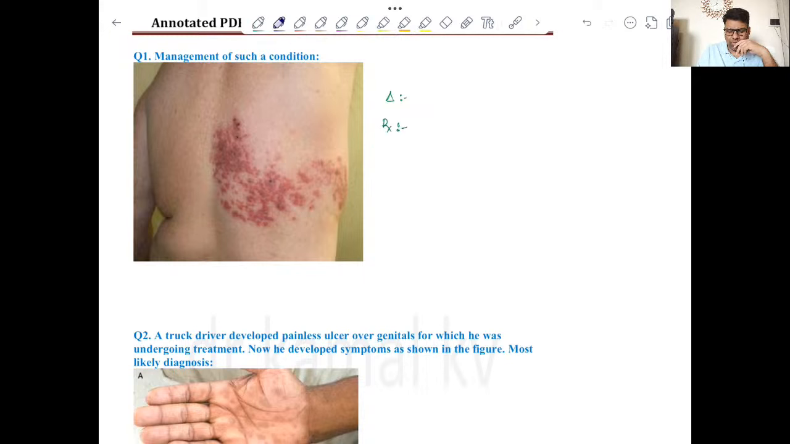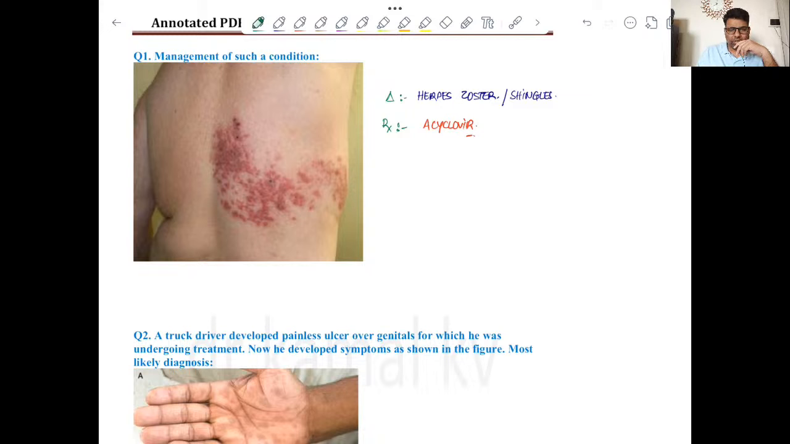Okay, so yes, Shanawaz bhai, you are absolutely right. Now this is a classical picture of herpes zoster. Clear? So yes, you can say it is shingles. Clear? So this is a classical picture of herpes zoster, and we can give antivirals like acyclovir.